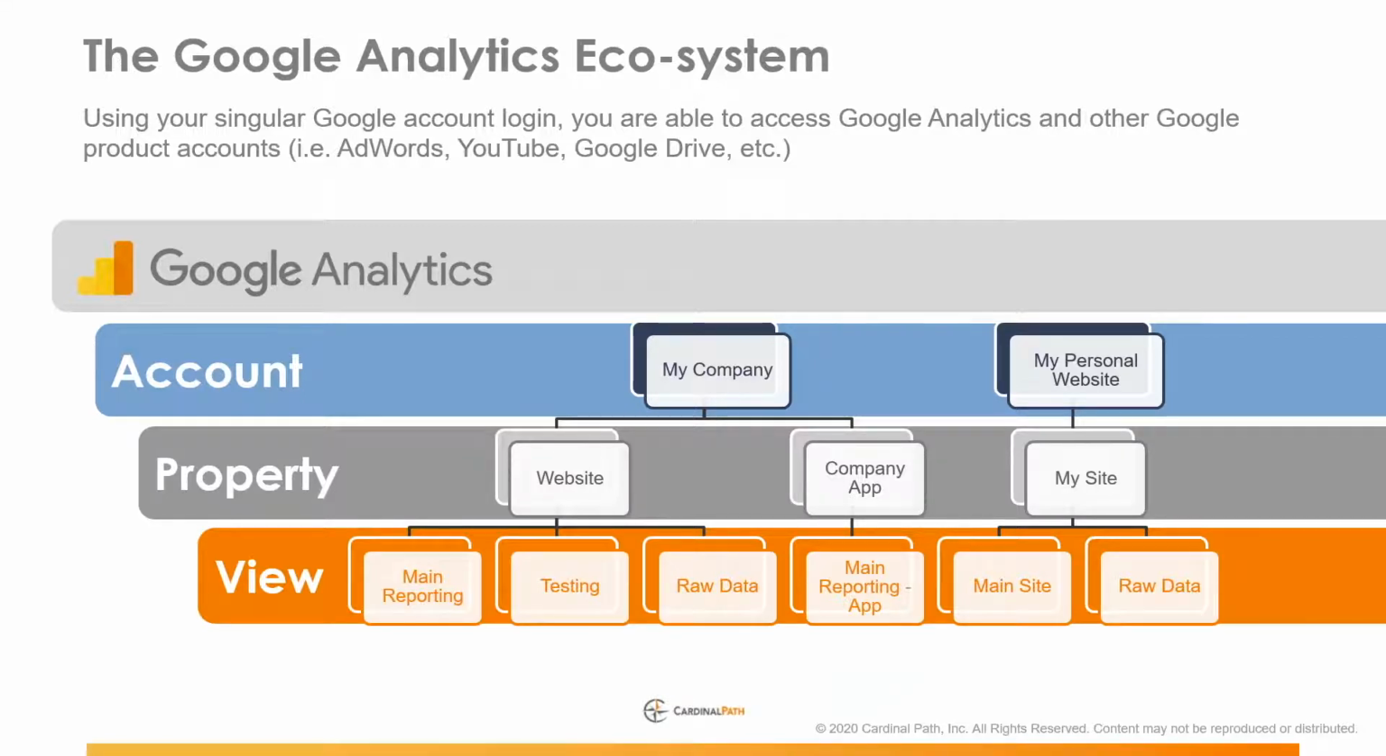You may also have a view that's a testing view so that you can test changes that you want to make there in terms of configuration before you roll them out to production in the main reporting view. And finally, you may have a raw data view, which is essentially all data, no filtration, everything that's possible is there.